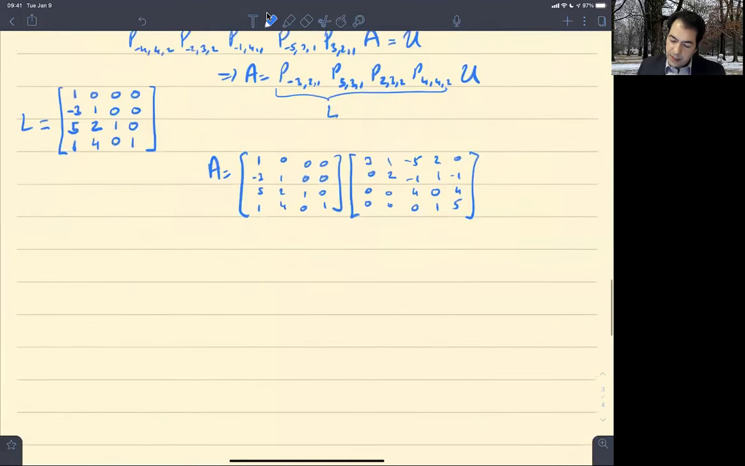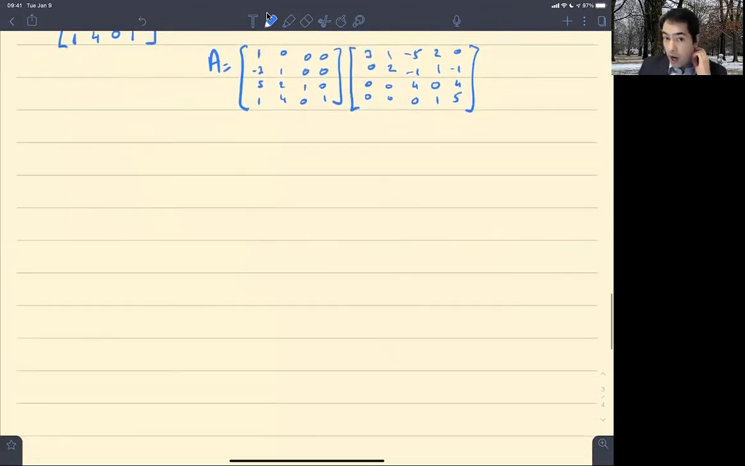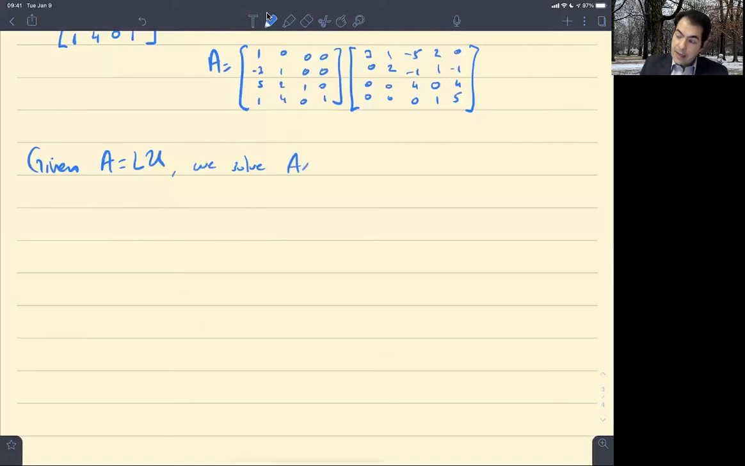Okay, now you might be wondering, why? Why would you want to do this? Well, it has to do with solving systems of linear equations. Let's say that I have a decomposition of A into a lower triangular and an upper triangular. Then to solve AX equal to B, well, AX equal to B is the same as LUX equal to B.